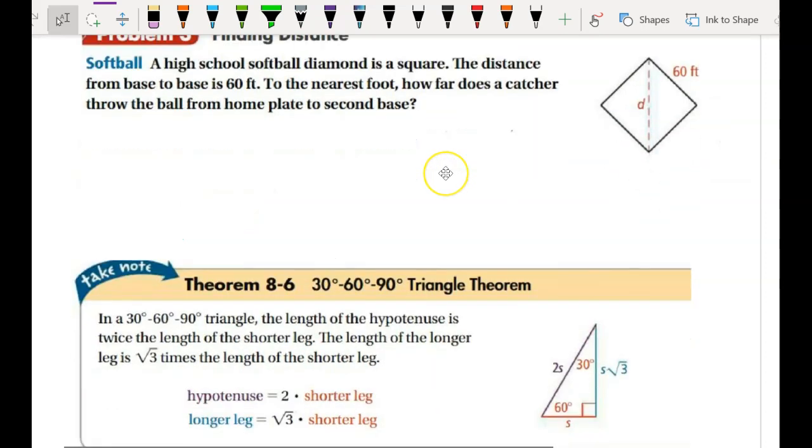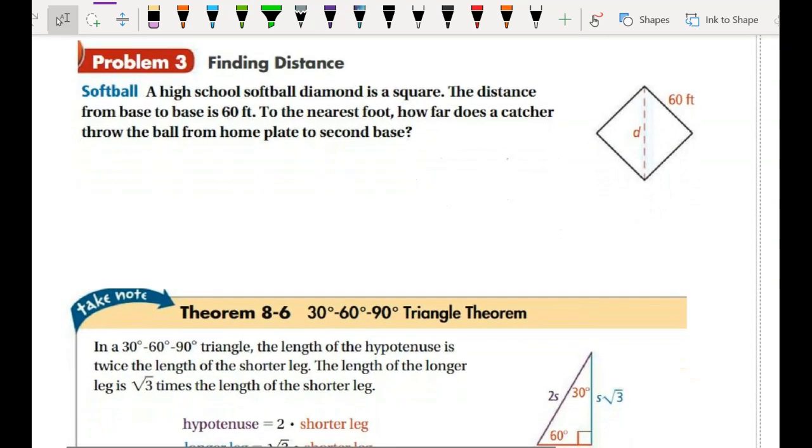Okay, let's take a look at problem 3. So we're going to find the distance. Let's see. Softball. A high school softball diamond is a square. What do we know about squares? All of their angles are right angles. Okay. The distance from base to base is 60. So the distance from home plate to first is 60 feet.